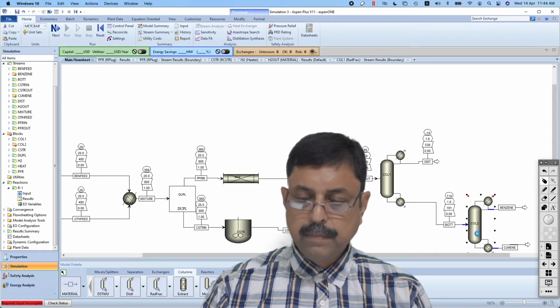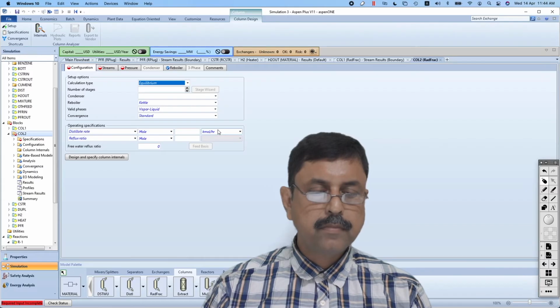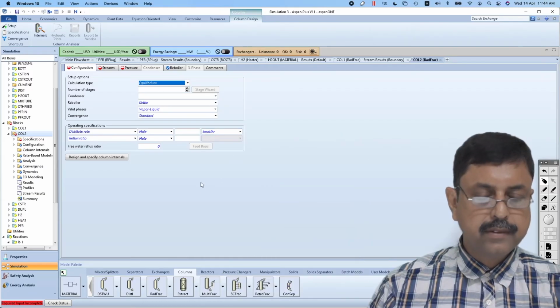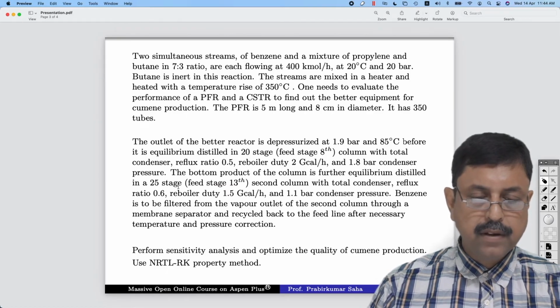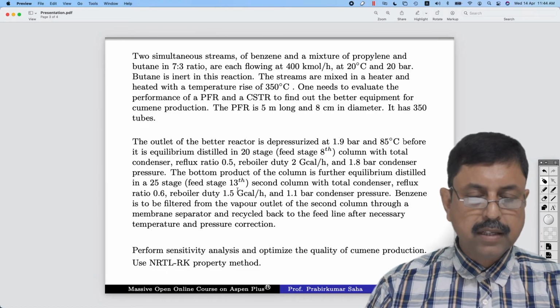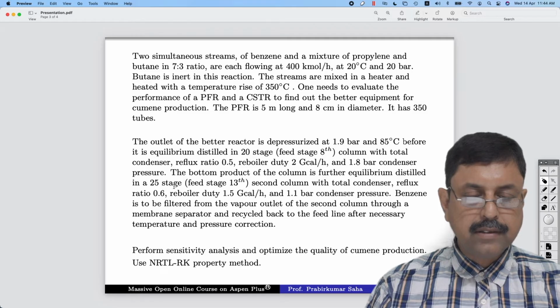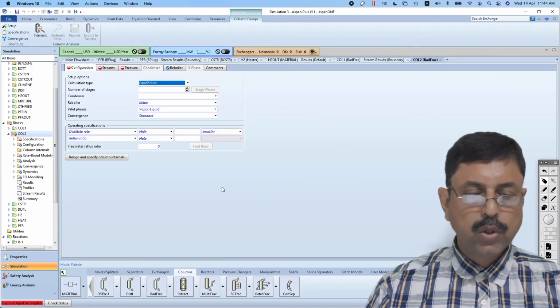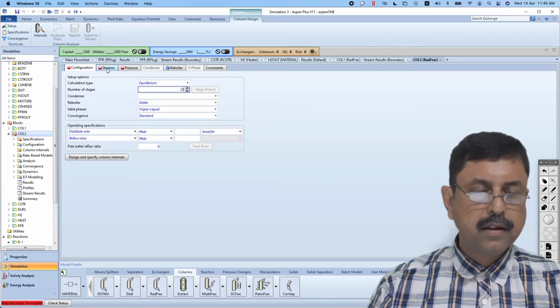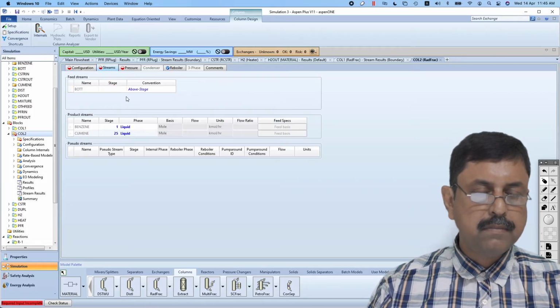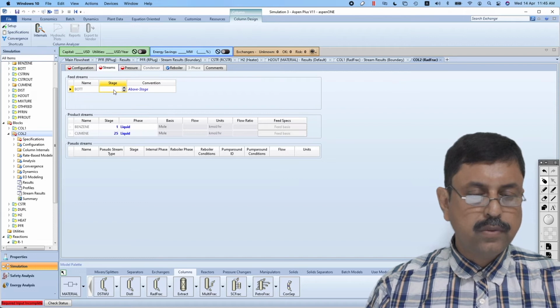Now, obviously, we have to give the parameters of column 2, which are available with us. So go back to the problem statement. We have 25 stages, out of which the 13th stage is the feed stage. So we have 25 stages. The feed stream is the 13th one.